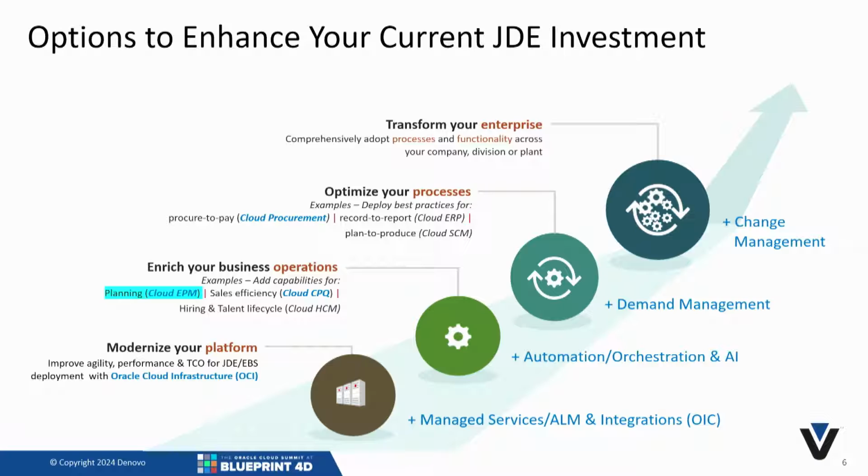migration at some point. But one of those is enriching your business operations with things like planning or financial consolidation, things that JDE may not be great at, and that you probably are using spreadsheets for, or you could be using other budgeting systems, a OneStream, an Anaplan, those types of solutions.